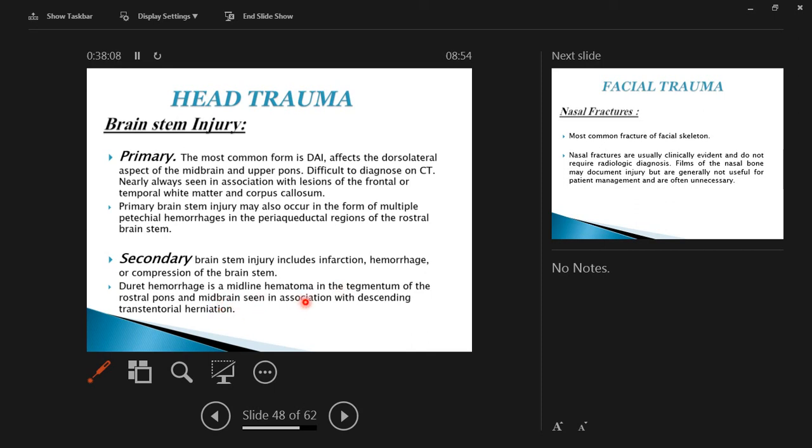Duret hemorrhage is a midline hematoma in the tegmentum of the rostral pons and midbrain seen in association with descending transtentorial herniation. It can be recognized by its unique positioning. As we said, most primary injuries occur in the dorsolateral aspect of the midbrain and upper pons, while this one occurs in the midline.